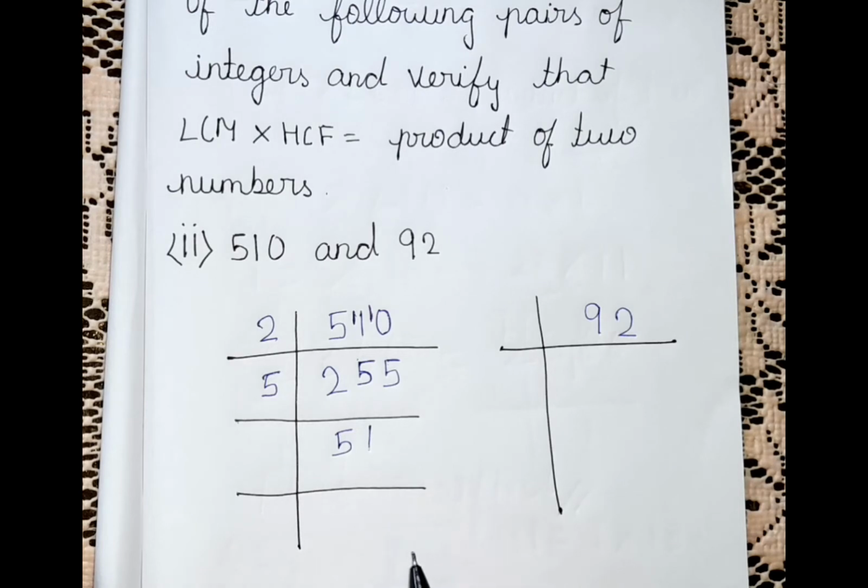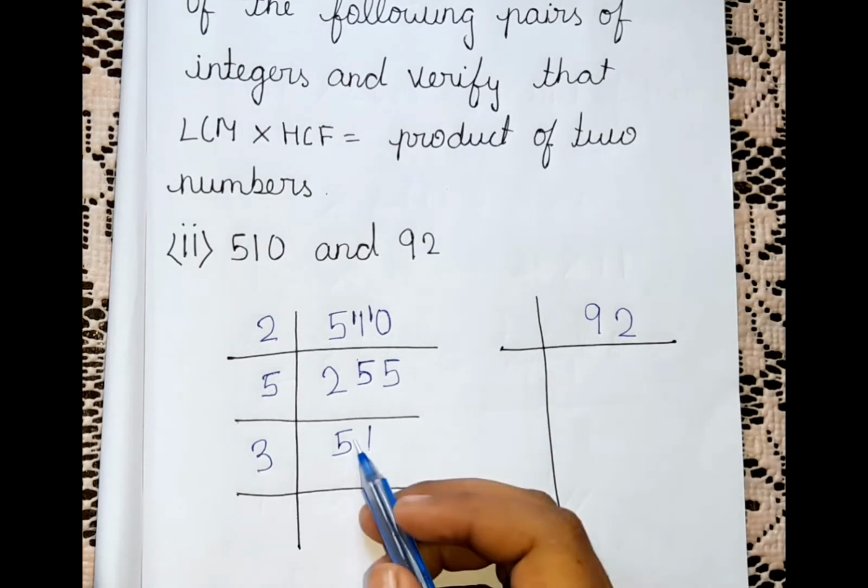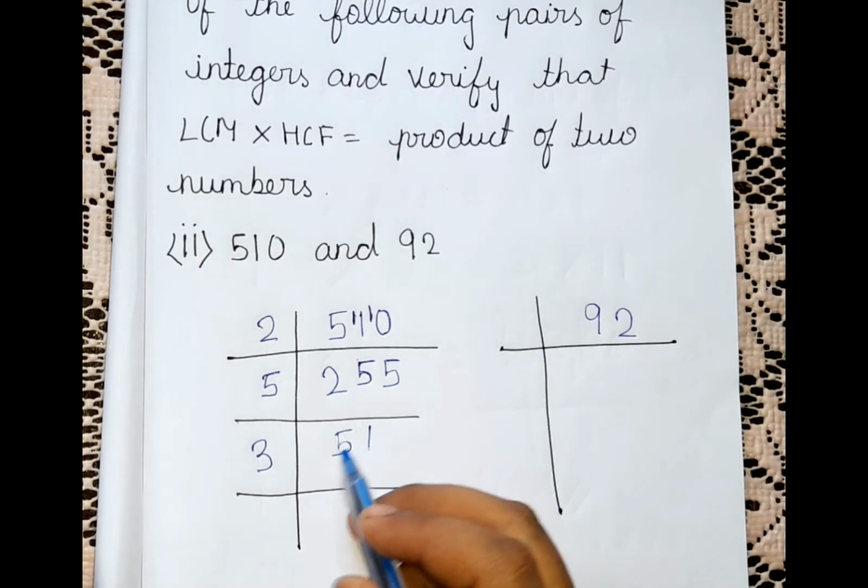After 2, the prime number is 3. So when we add up the digits, 5 plus 1, it is 6. So 6 comes under the 3 table. So I am taking the 3 table. I am going to use the 3 table. So I am writing 3 right over here. As you know, 1 3 is 3. Here it is 5. We won't get 5 in the 3 table.